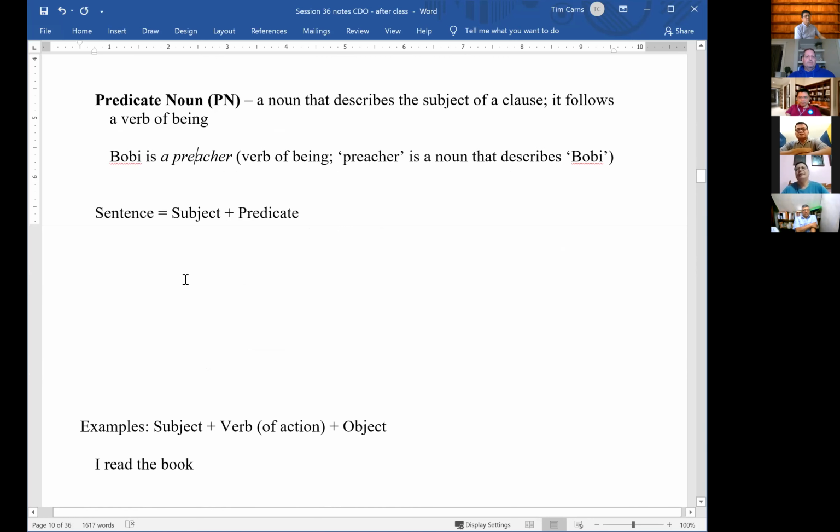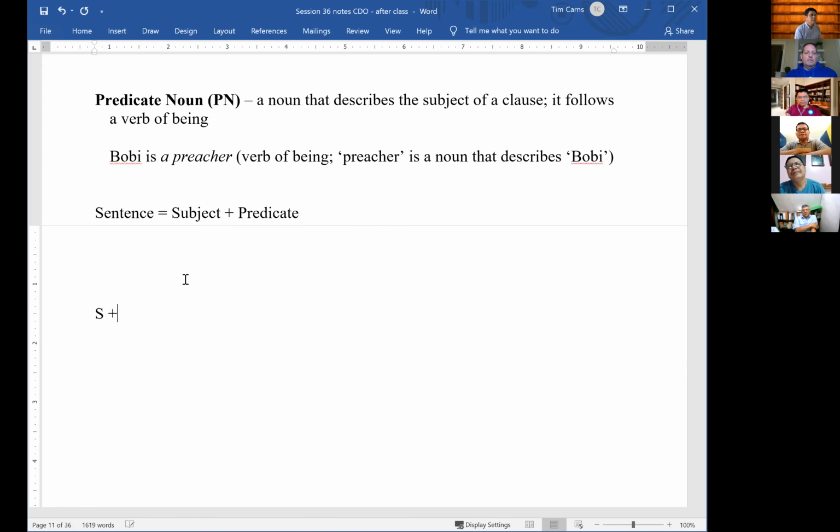So all that means is this. You'll have two kinds of these clauses: subject plus a verb plus an object, and that's when there's a verb of action. And then the subject plus a verb, and when it's a verb of being, you don't have an object. Again, there's no action taking place, but you will have a predicate adjective or predicate noun.